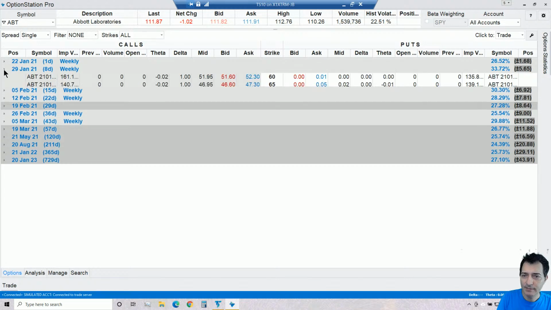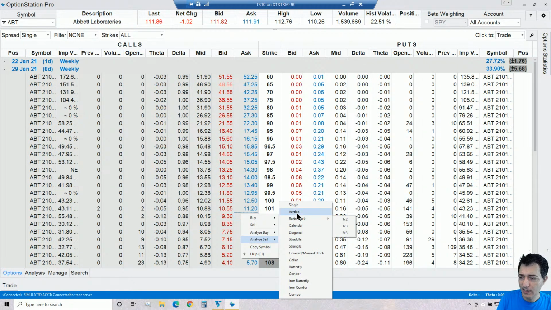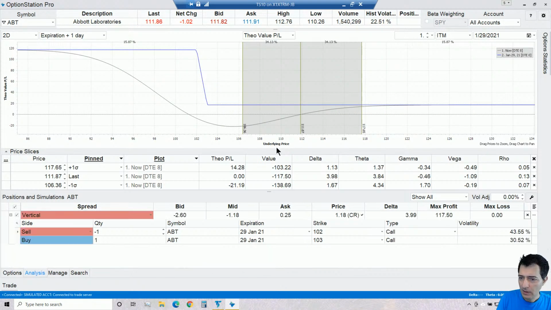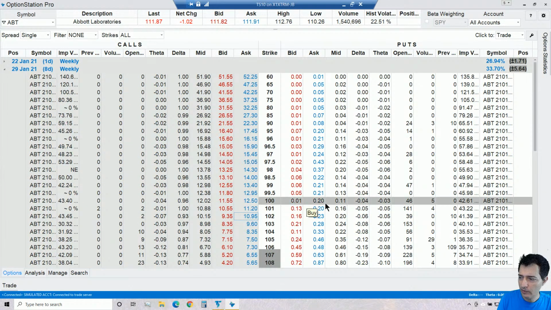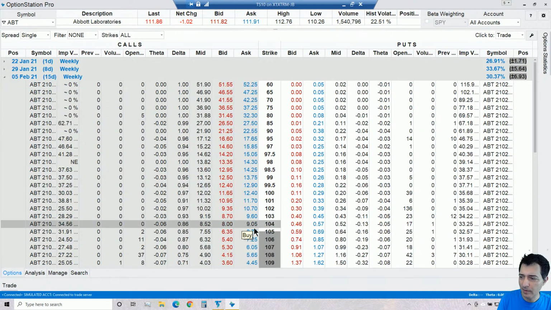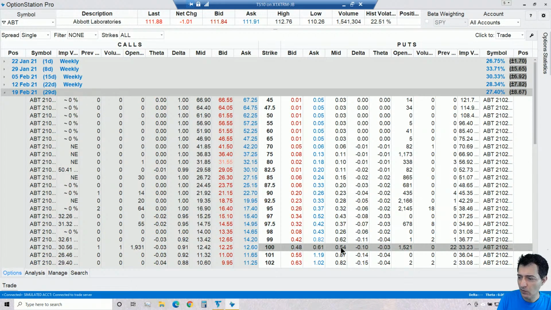I'm going to start with January 29, but that one is no way going to work. So I'm going to analyze and sell a vertical, and that tells me 106. So let me see how much I get paid for the 100 puts. They pay me 11 cents. So that's to closing time, February 5. The 100 puts pay me 20. So let's go for the monthlies on the 19. The 100 pays 54. So that could be valid. Okay, we may have a trade here with Abbott.